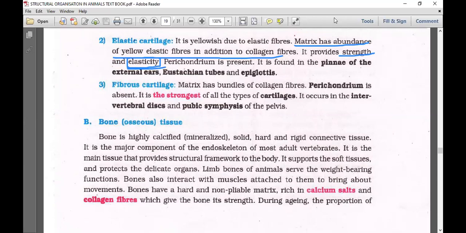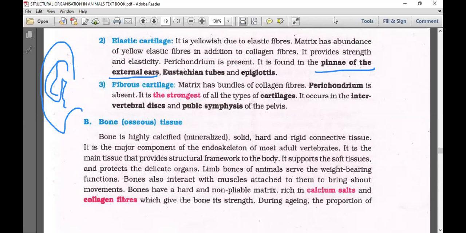Here perichondrium is present. Examples are important for us. It is in the pinnae of the external ears. This is the pinna, the external ear. Then the Eustachian tube. The Eustachian tube is the tube that runs from the internal ear to the pharynx. We will come to it in second year. Just remember the name.